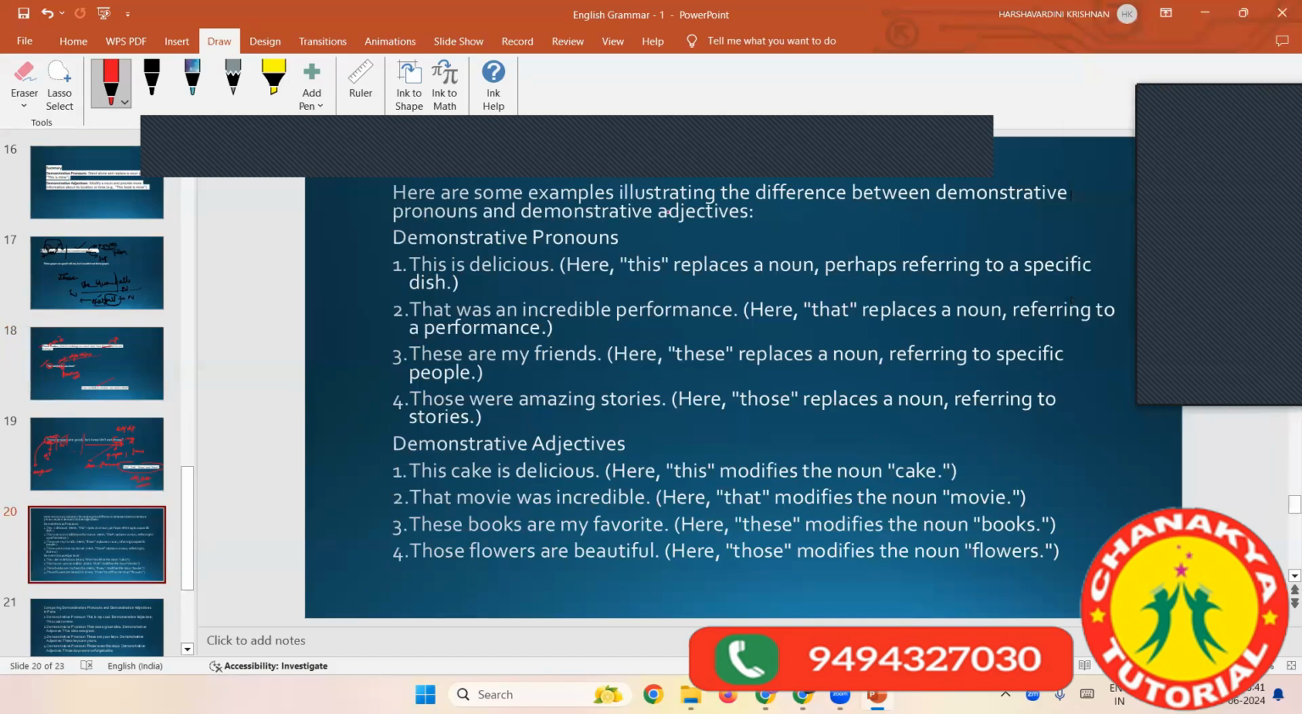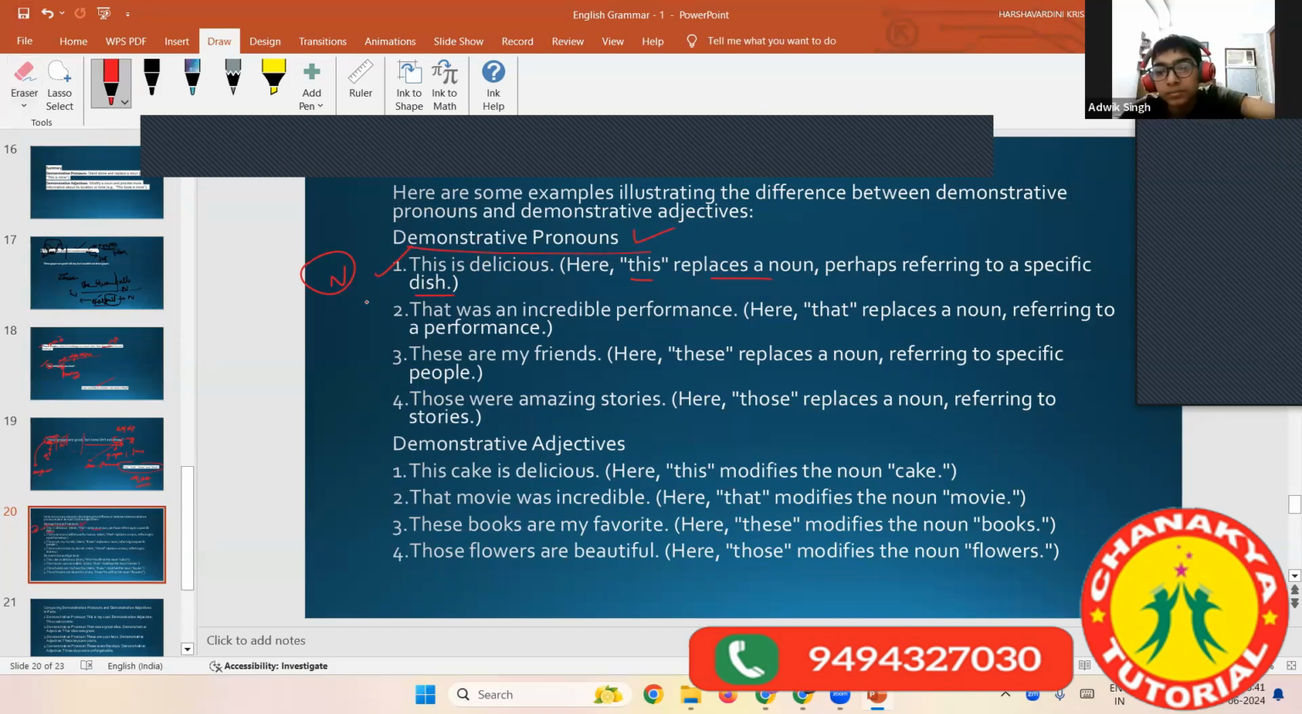So here are some examples illustrating the difference between demonstrative pronouns and demonstrative adjectives. Demonstrative pronouns: "This is delicious." Here, this replaces a noun, perhaps referring to a specific dish, right? We don't have a noun in this sentence, there is no noun. Just simply they said this is delicious. So this is going to replace a noun, so it definitely comes under demonstrative pronoun, right?